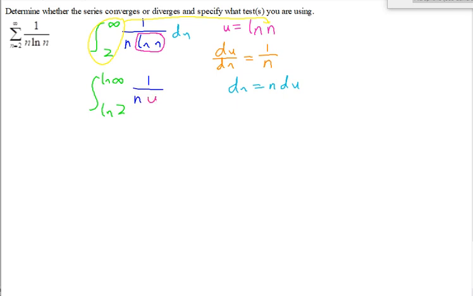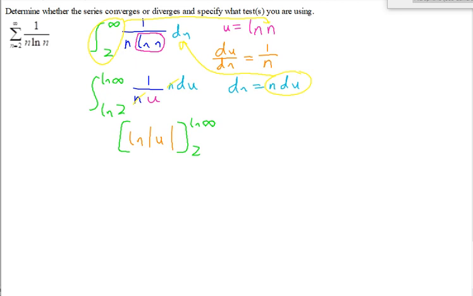And then we've got 1 over n, and then we just replaced the natural log of n with u. And then we can replace the dn with n times du. And then notice what happens, the n's reduce out, which is what we want. And all we're left with is 1 over u du, which you can integrate to be natural log absolute value of u. And since we converted the lower and upper limits already, there's no need to plug this back in for u. We can substitute these in directly for u.